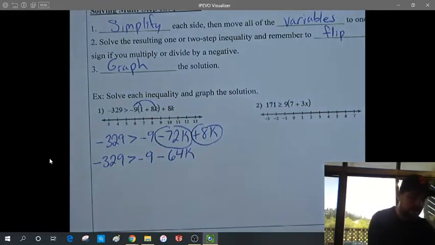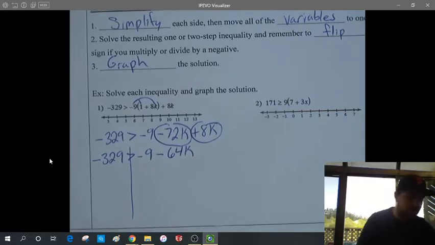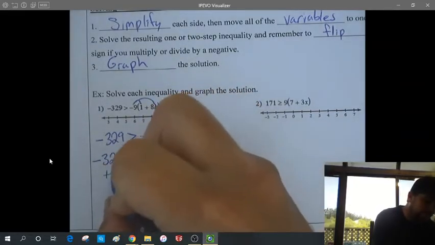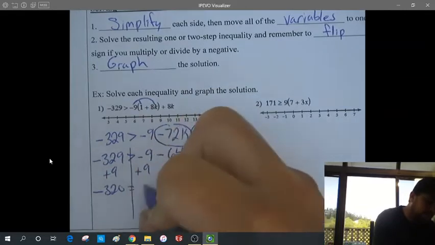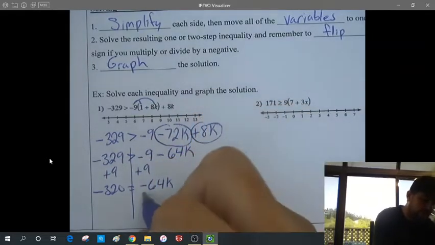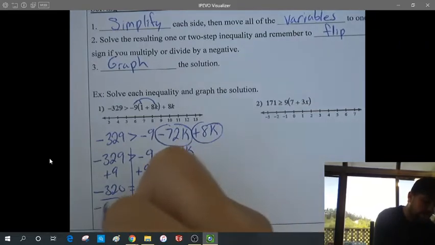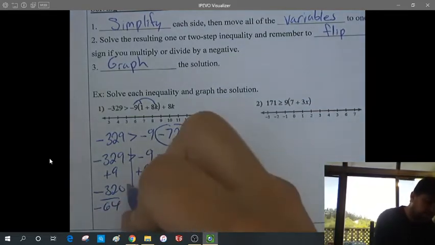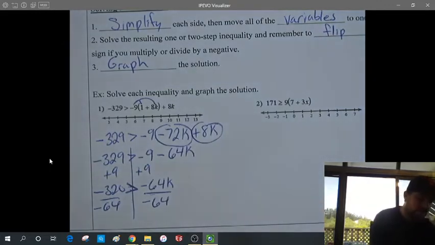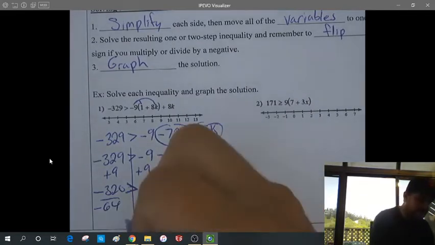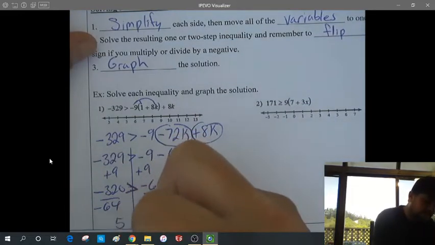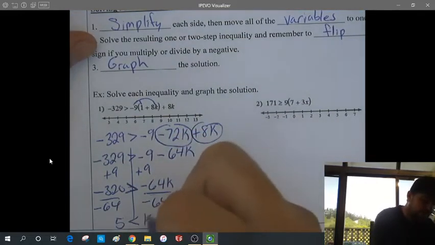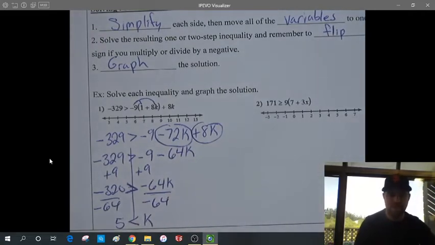Okay, and now solve my resulting two-step inequality here. So add 9 to the other side. We get negative 320 is equal to negative 64k. And then divide both sides by the negative 64. Remember, that means it's going to cause, oops, not an equal sign in there, a symbol flip though. So if I take negative 320 and divide by negative 64, I get 5. Symbol flip, because dividing by the negative, and then it's just k on the other side.